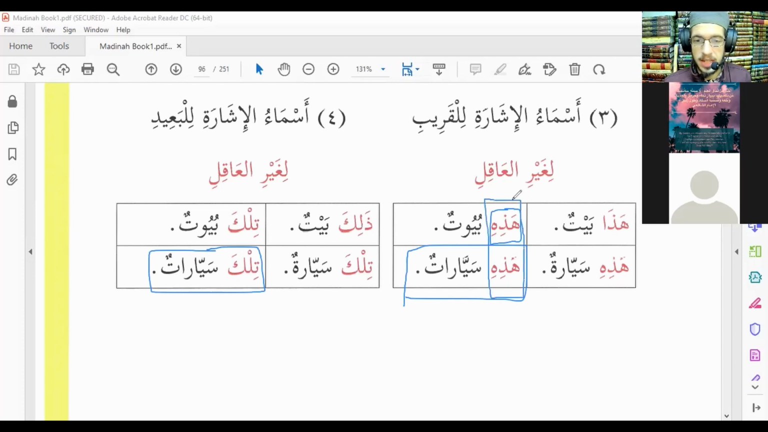The thing that's consistent between these two charts is that there's no gender in the plural. هذه هذه, تلك تلك. هذه سيارة, هذه سيارات. Yes, the only way that you can tell that one is singular and one is plural is by the actual noun itself. ذلك بيت, we're talking about far away. تلك سيارة, تلك بيوت, تلك سيارات.